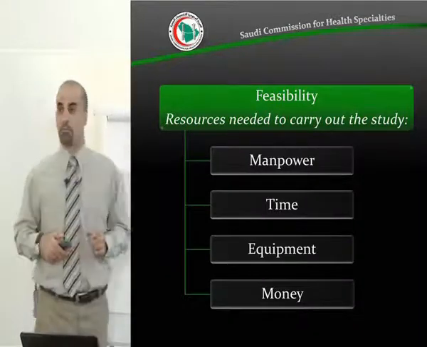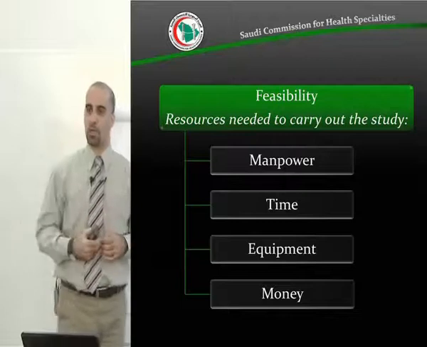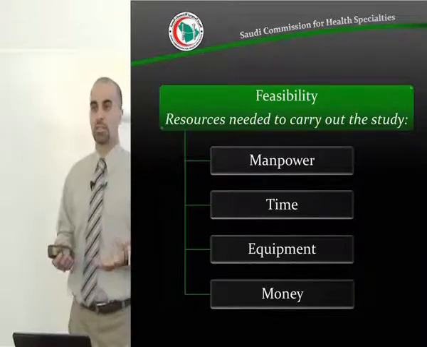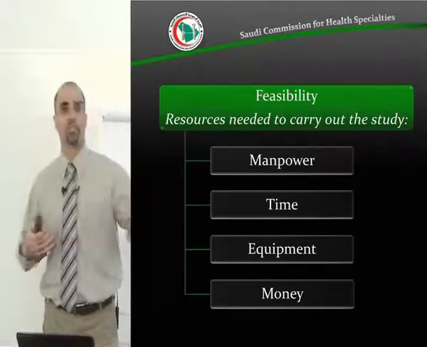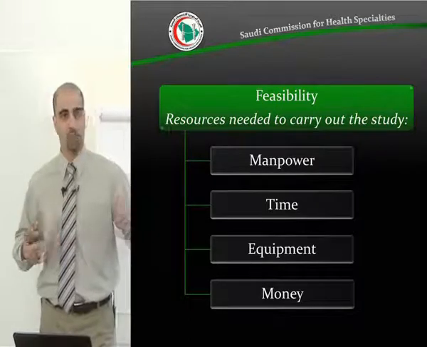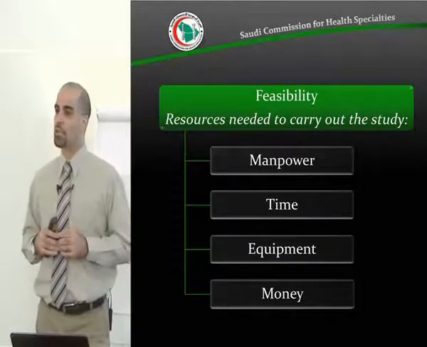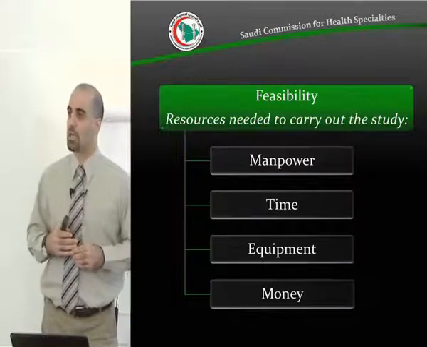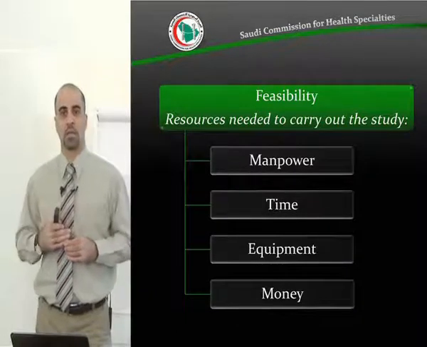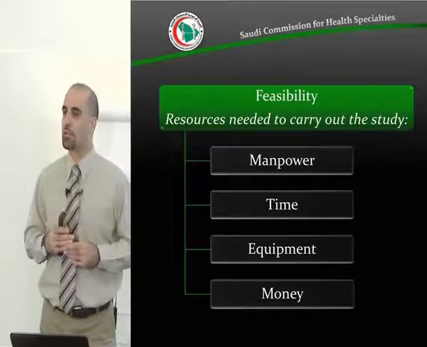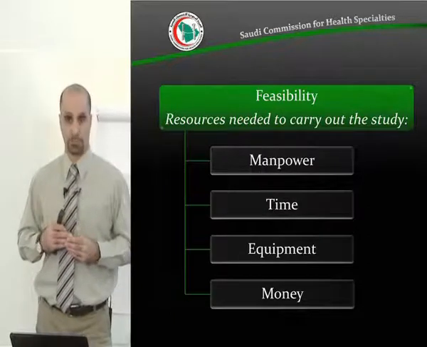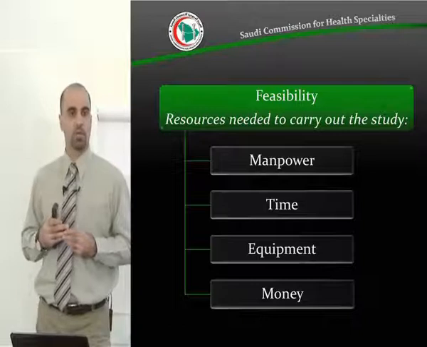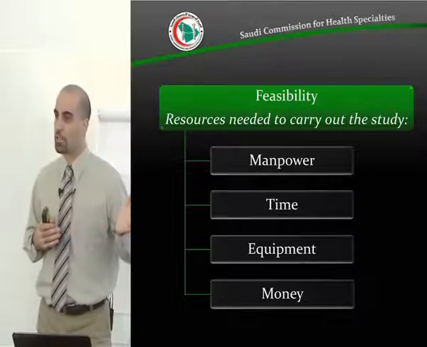In terms of time, how long is it going to take? Because some studies might need 15 years to finish. For example, if you are doing a study on, let's say, smoking during pregnancy and birth defects, or cancer in the offspring, okay? How long do you have to wait? Most probably you have to wait for 30 or 40 years.